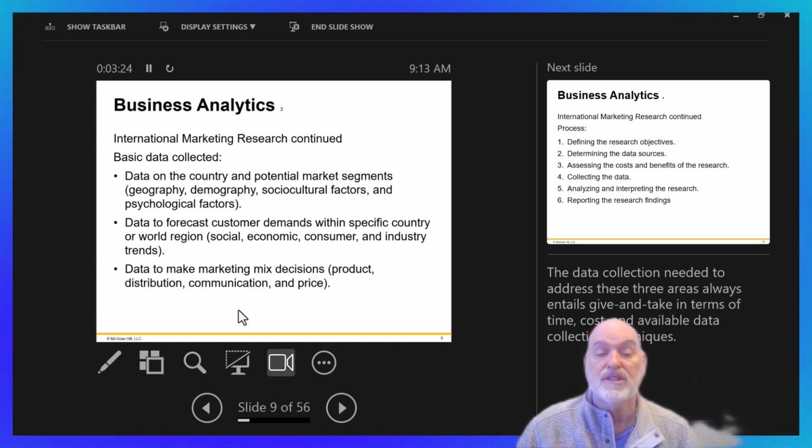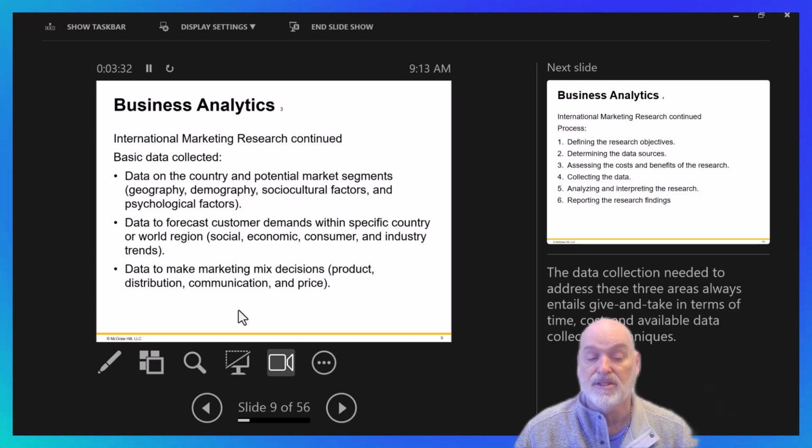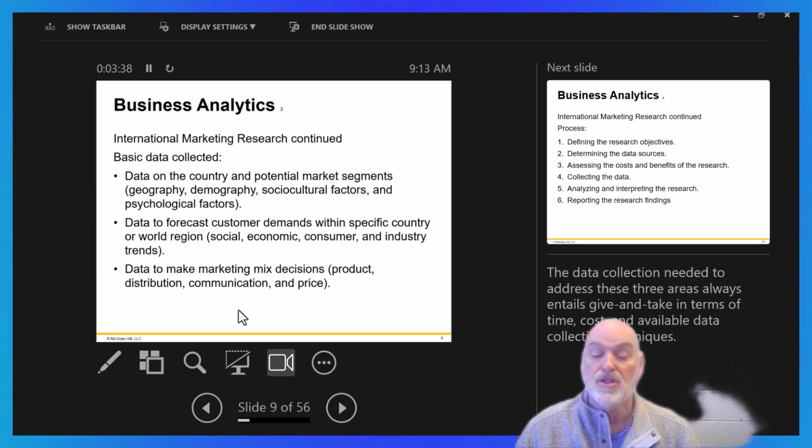International marketing research: the basic data is collected, data on the country and potential market segments, geography, demography, sociocultural factors, and psychological factors. Data to forecast customer demand within a specific country or world region, and social, economic, consumer, and industry trends. Data to make marketing mix decisions: product, distribution, communication, and price.